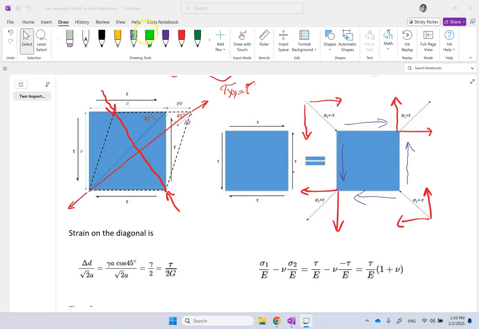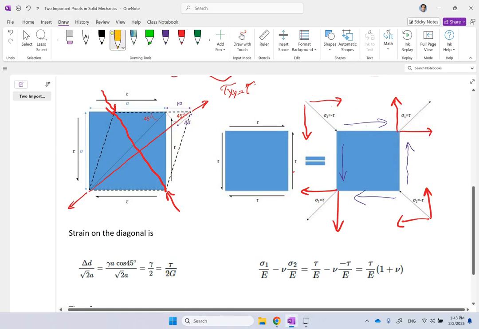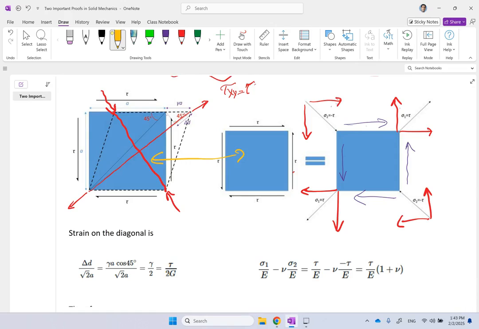Okay, so I can see these two cases are equivalent to each other. Whether you use this left one or this right one, whatever result you get should be the same. The loads are equivalent. Now the question is, how much is the strain on the diagonal on this right side picture? So on the left side, that's this much. What about the right side?